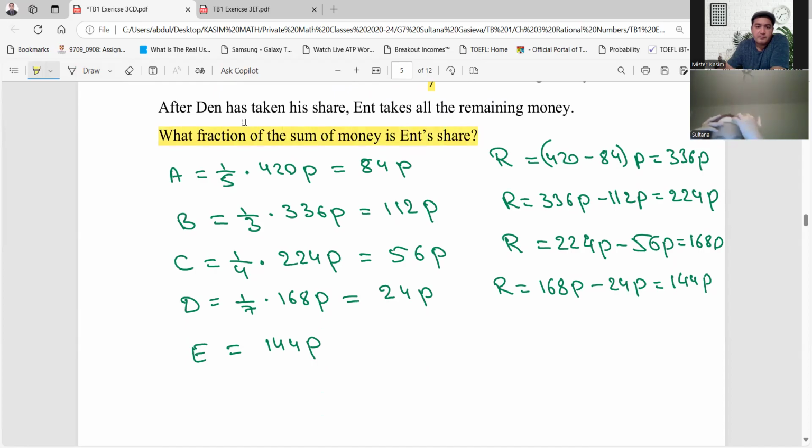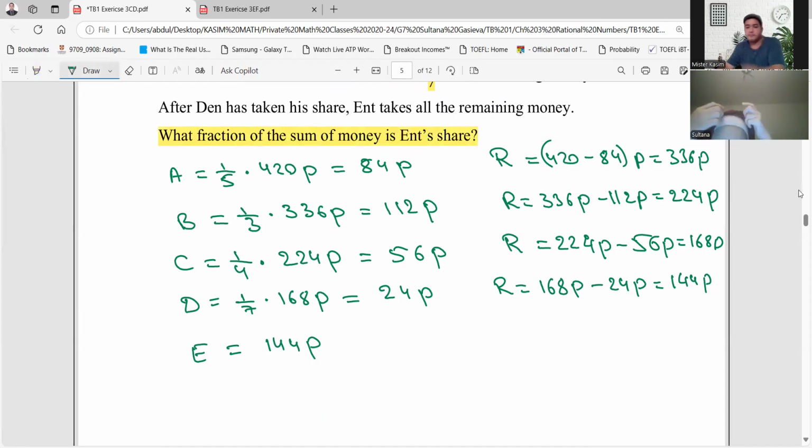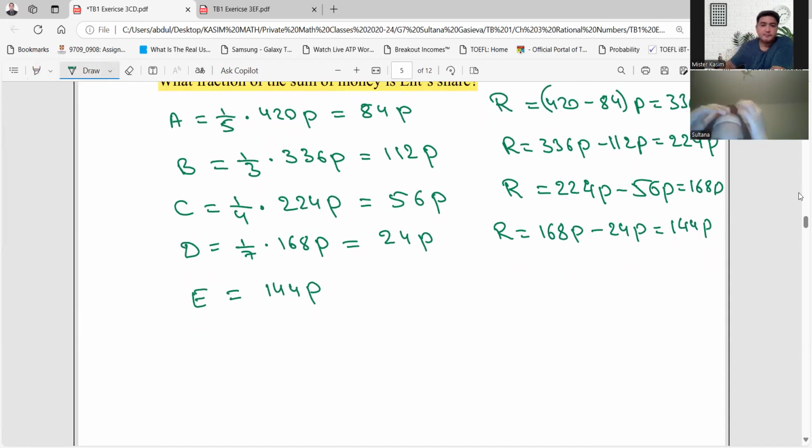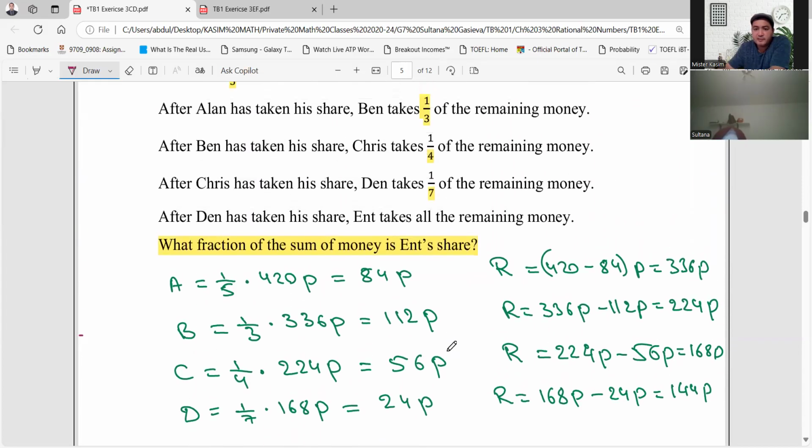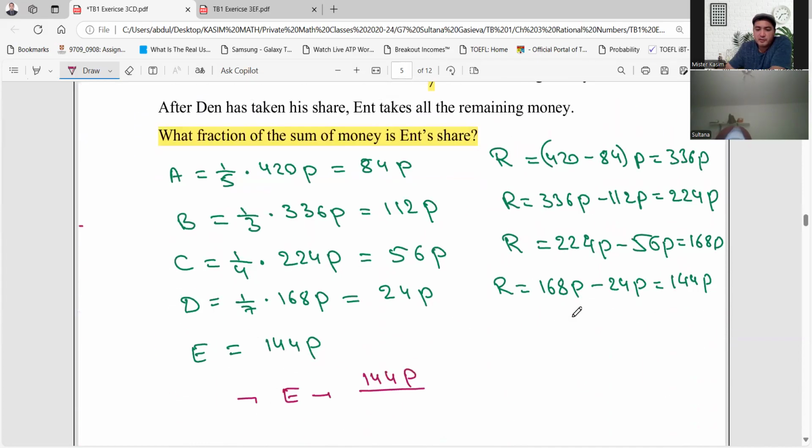What fraction of the sum of money is N's share? Okay, so to find this, each share would be 144p, right? Out of how much? What is the total amount? 420, right? 420p. The p's cancel each other, and divide by 2: 72 over 210.